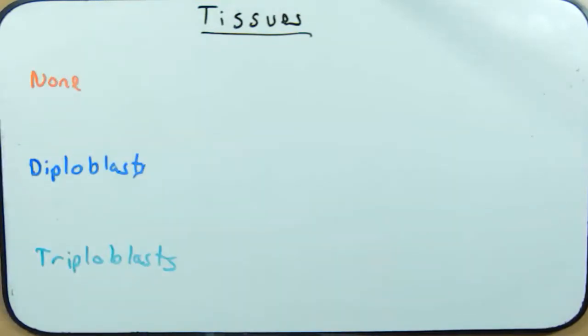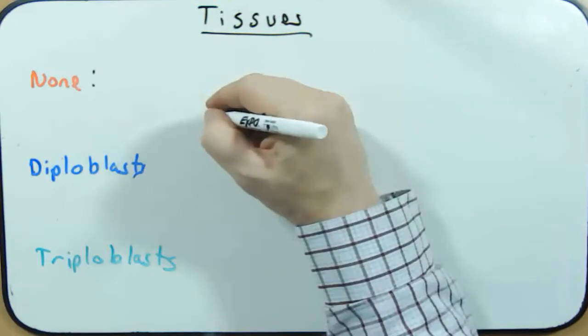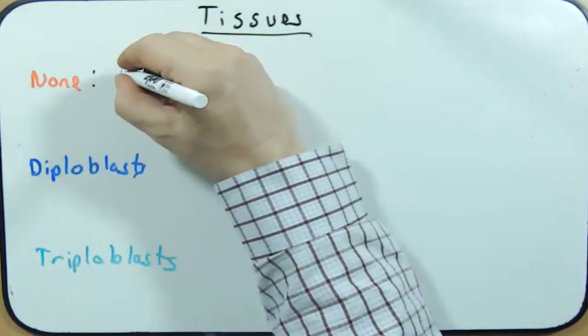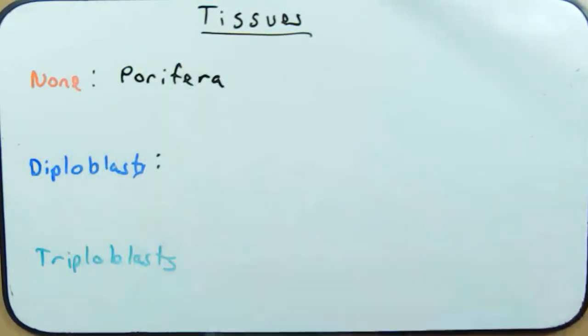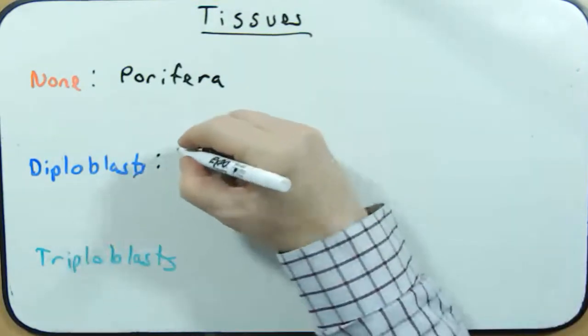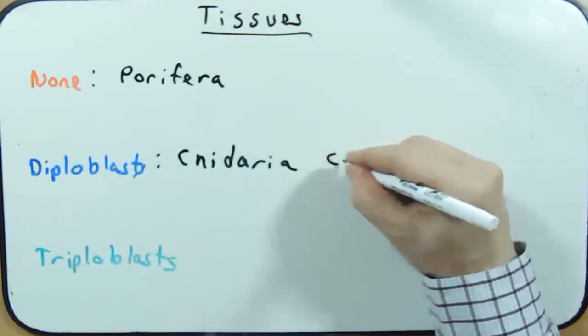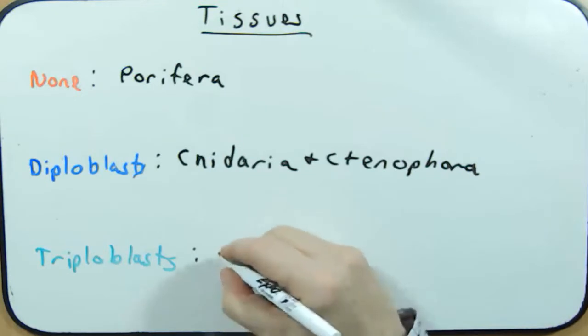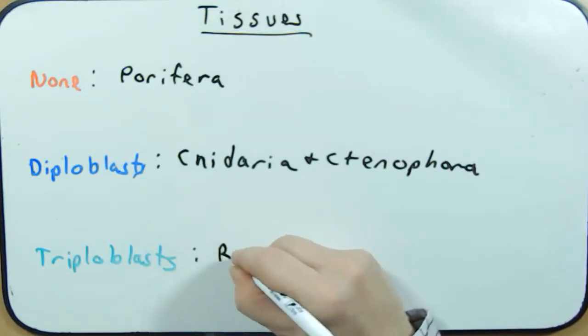Next, I want to list the different phyla that either have no tissues, are diploblasts or triploblasts. For no tissues, this is only porifera. The diploblasts include cnidaria and ctenophora. Triploblasts include everything else, and I'll list them here, but it's everything else.